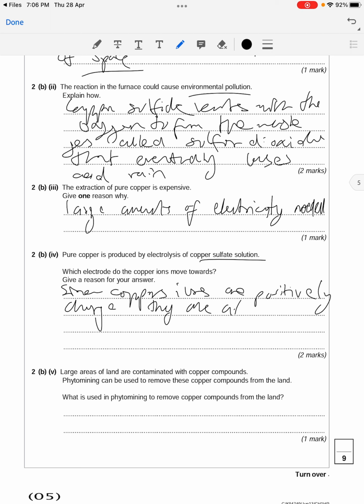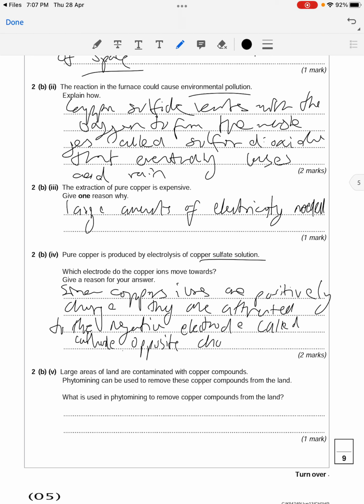They are attracted to the negative electrode. In this case, it's called a cathode. So to the negative electrode called the cathode. Okay, right. You can say that opposite charges attract, and usually I've seen this as well.